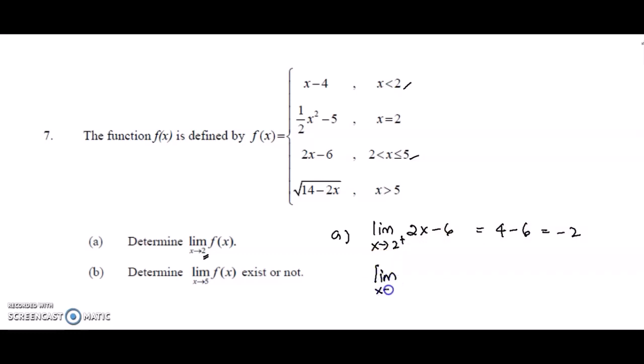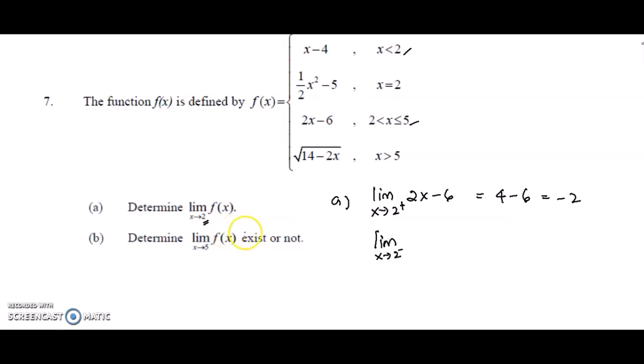Now we continue with the left-hand limit, where x approaches 2 from the left side. Meaning you substitute a value a little bit less than 2. Which interval does 2 negative fall in? 2 negative is somewhere over here. The function that tallies with this interval is x minus 4. So you put in x minus 4 here. Then substitute the value, you have 2 minus 4 equals negative 2.